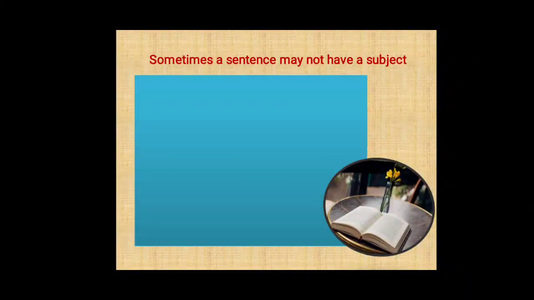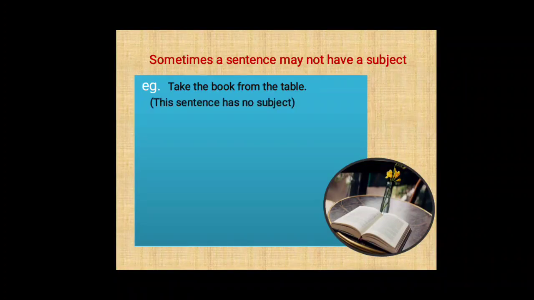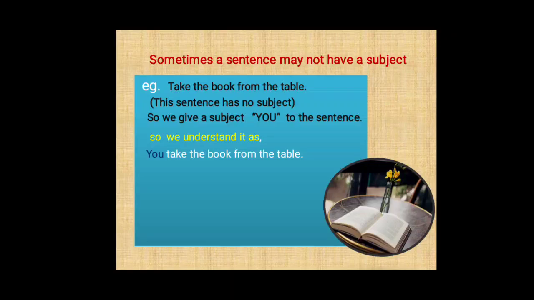Sometimes a sentence may not have a subject. Take a look at this. Take the book from the table. No subject. So we need to give it a subject. So we can see that you can be used as a subject. So we understand it as: you take the book from the table. You, subject, take the verb. The book, direct object. From the table, extension.